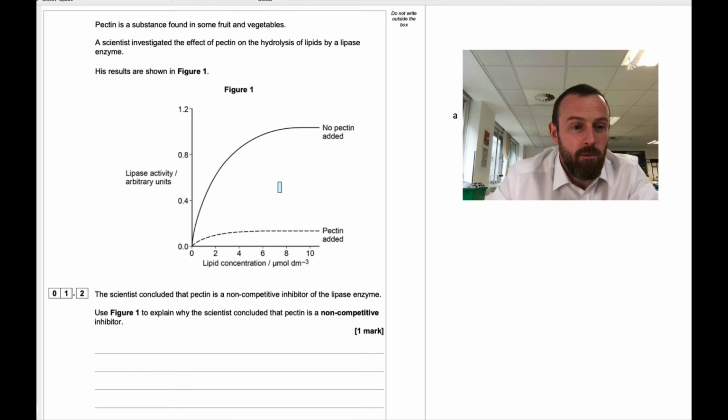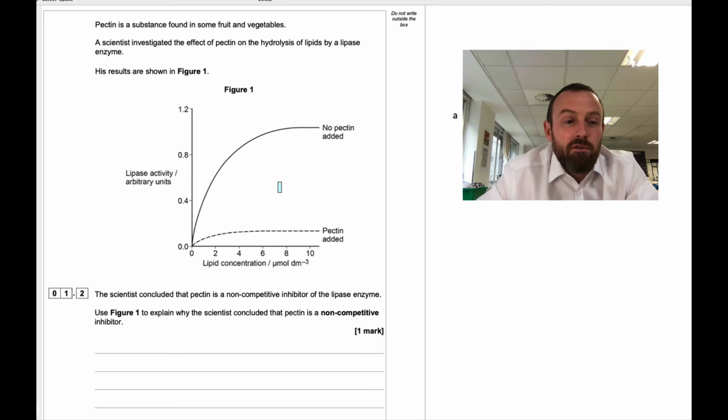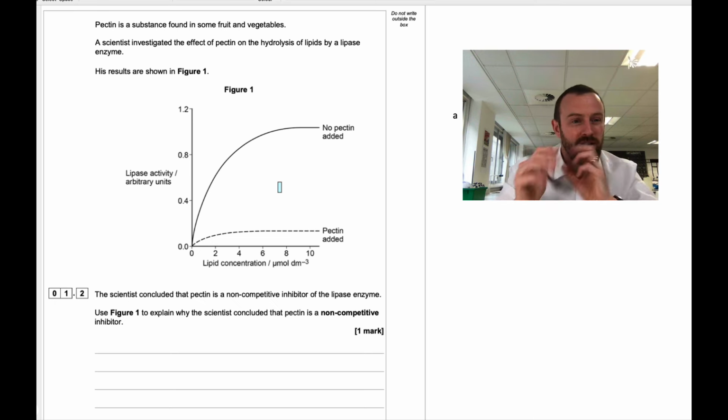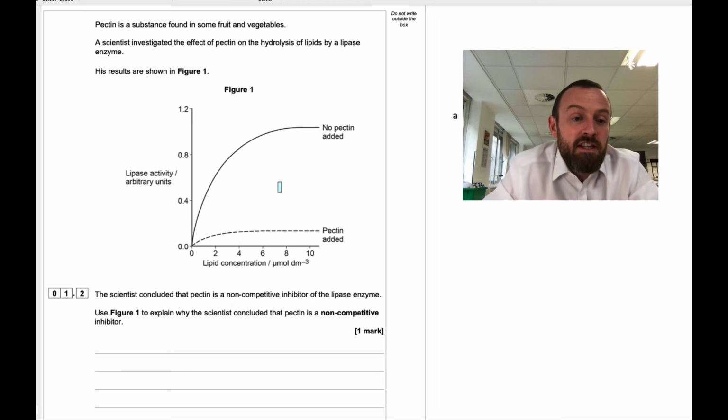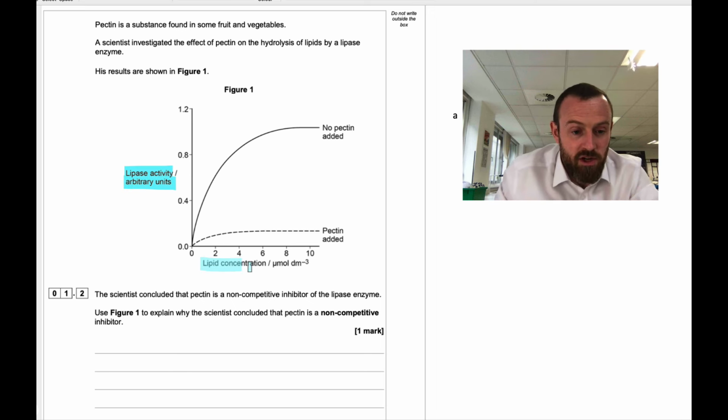Okay, so here we have a graph. Pectin is a substance found in some fruit and vegetables. It actually is a glue that holds the cell wall together, the different cellulose fibers together. A scientist investigated the effect of pectin on the hydrolysis of lipids by a lipase enzyme. Here are the results. We've got the lipase activity on the y-axis, and the lipid concentration, which is the substrate concentration, on the x-axis.